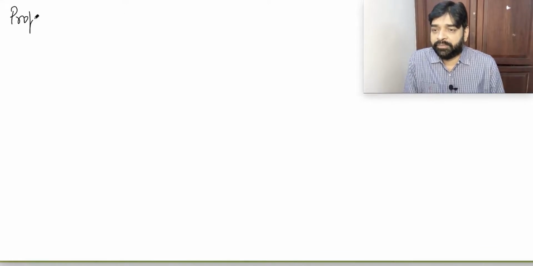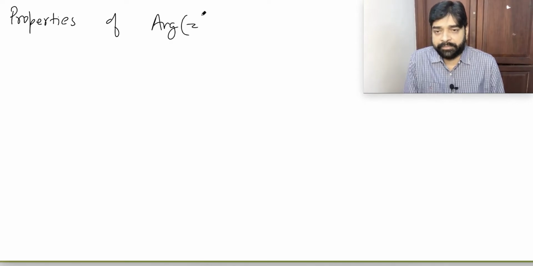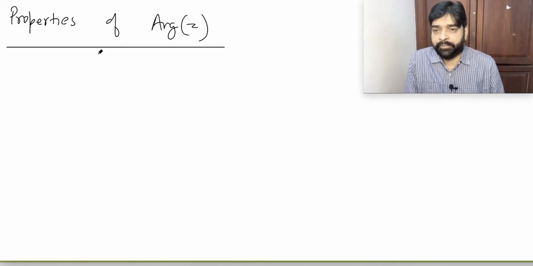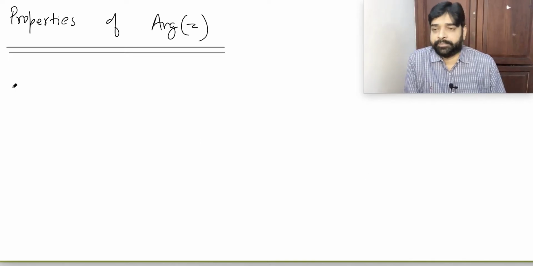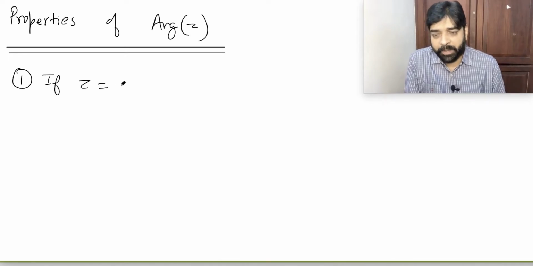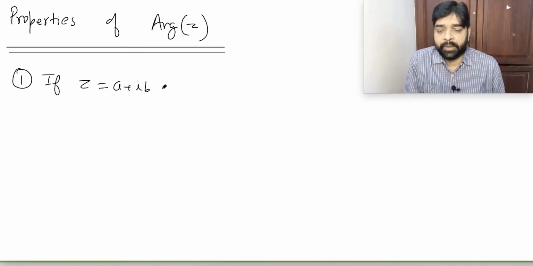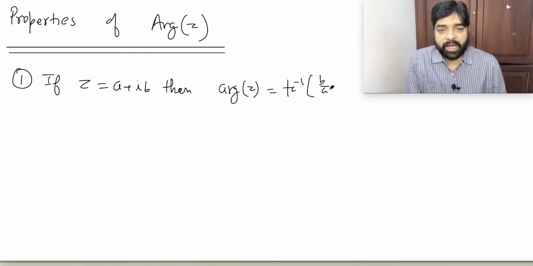Now, give the heading. Properties of argument Z. Argument Z. First one. If Z equal to a plus ib, then argument Z will be equal to tan inverse b by a. All of you already know.